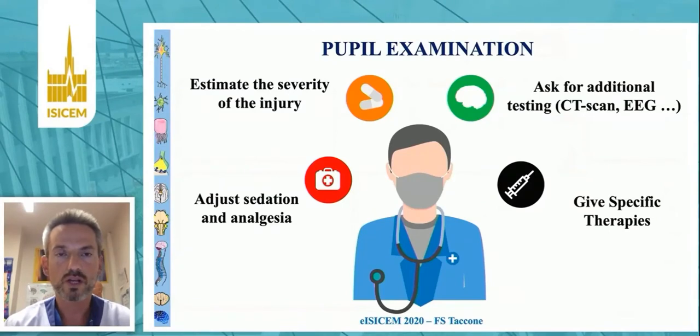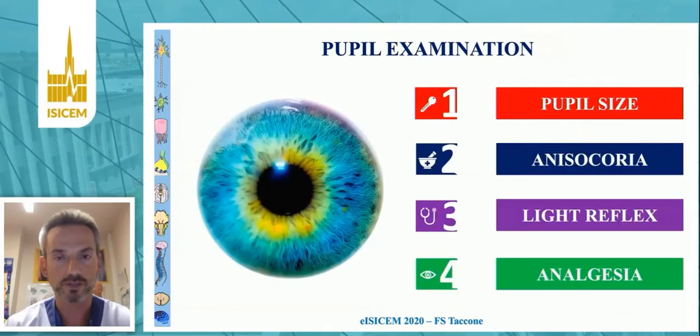So we know that pupil examination is extremely relevant to assess brain injury patients in the ICU. In the ICU, it can give us an idea of the severity of the injury. It can help physicians to ask for additional testing, adjust sedation and analgesia, and in some cases even initiate therapies, in particular for increased intracranial pressure.